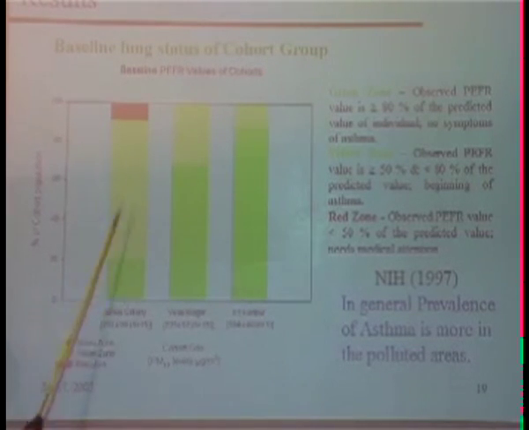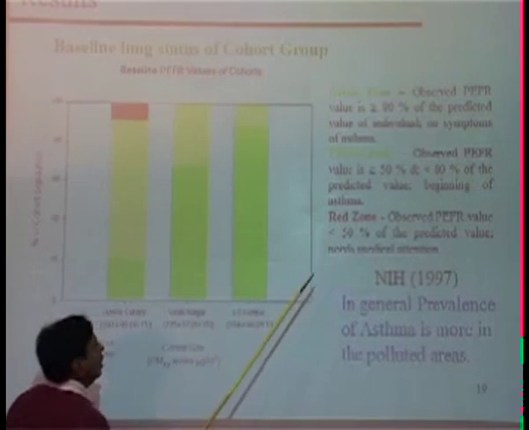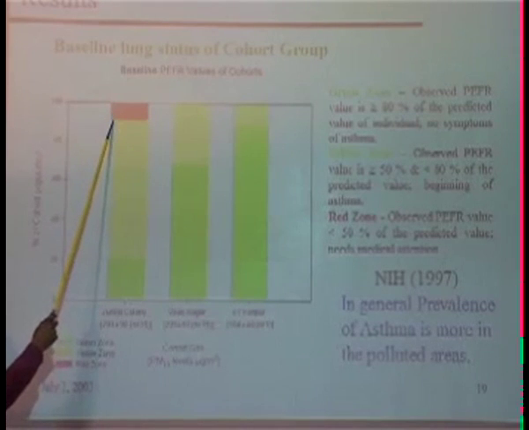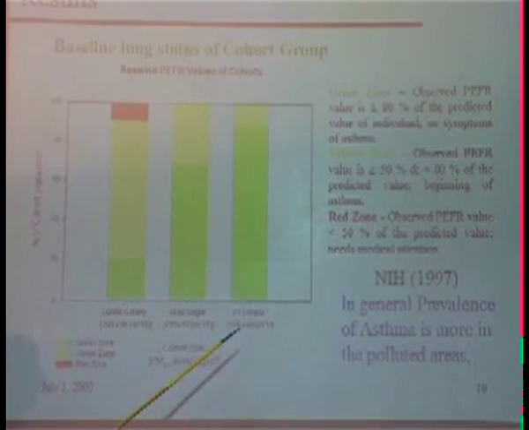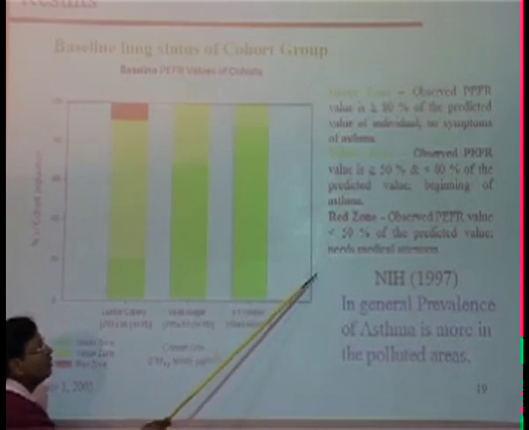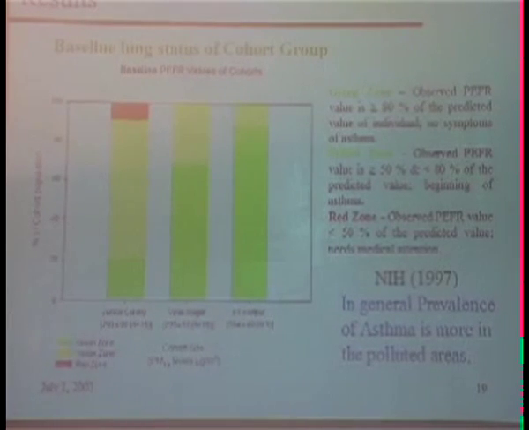Many people were in the range 50 to 80%, and there were some percentage, close to 10% of people, in the red zone, meaning they are performing even below 50%. Okay, so that is certainly taken as the person already suffering from asthma.